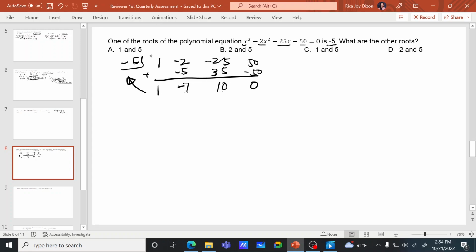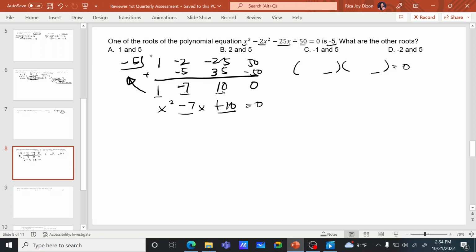What's the depressed equation here? It's x squared minus 7x plus 10. So as you see, these numbers 1, negative 7, 10 become the coefficients here. There's an invisible 1 there, then negative 7x, then plus 10. How do we factor this quadratic trinomial? Simply, the factors are two binomials in which the terms in here are the factors of 10 having a sum of negative 7.